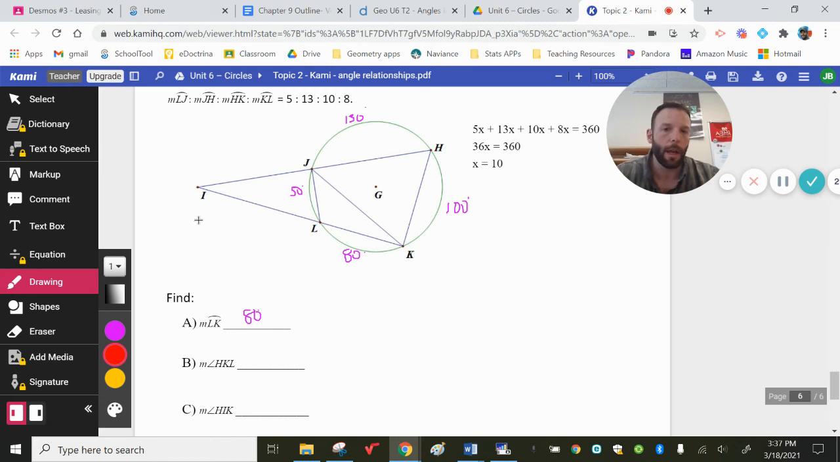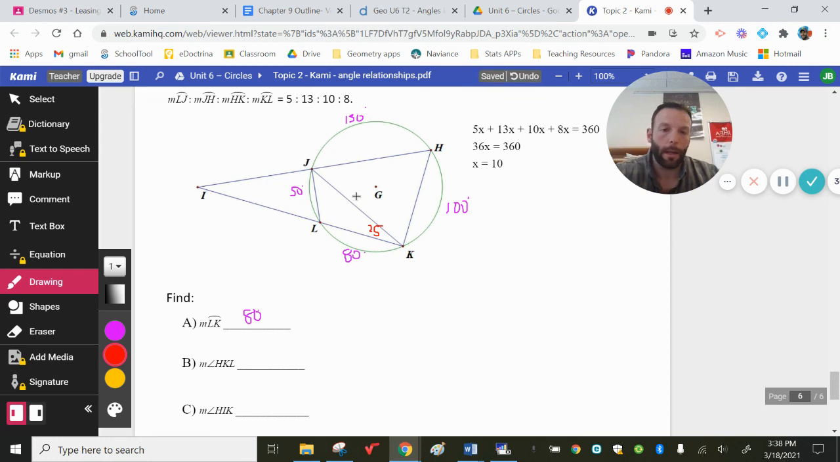So I'm looking for inscribed angles based on the arcs that I already found. I have a 50-degree arc right here from L to J. That means that if I can find an inscribed angle that intercepts the arc from L to J, it must be 25. So which inscribed angles go to the arc LJ? One of them is this one right here. This angle LKJ has to be a 25-degree angle.